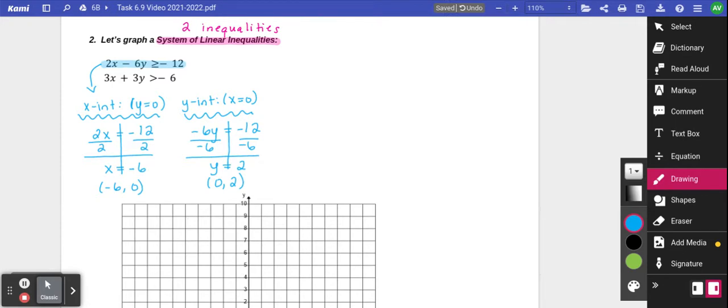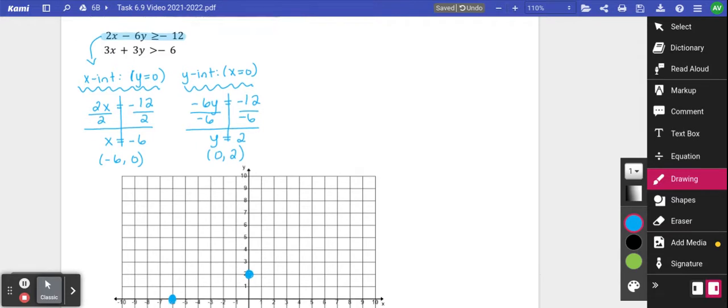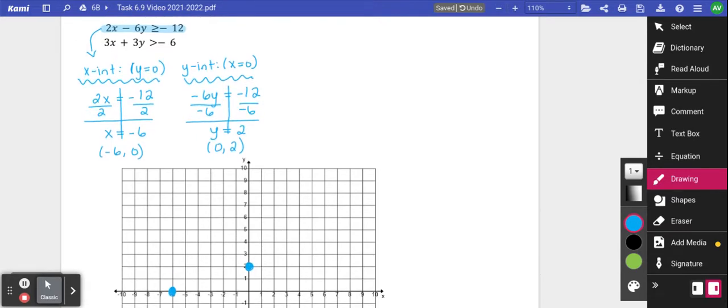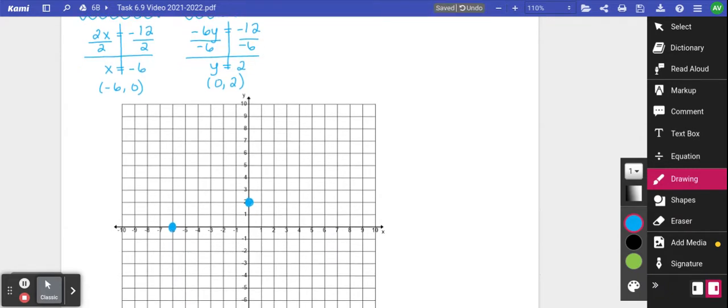Now, after I do that, I'm going to go ahead and add those 2 points to my graph. So negative 6, 0 would go right here, and 0, 2 would go right here. Now remember, because this problem does not have an equals sign, it has a greater than or equal to, we still have a couple more decisions to make. We need to decide if this line should be solid or dashed. Because of the little underline, which means we do want the numbers that are equal, we're going to make this a solid line. So I'm going to go ahead and draw a solid line that goes through those 2 points.